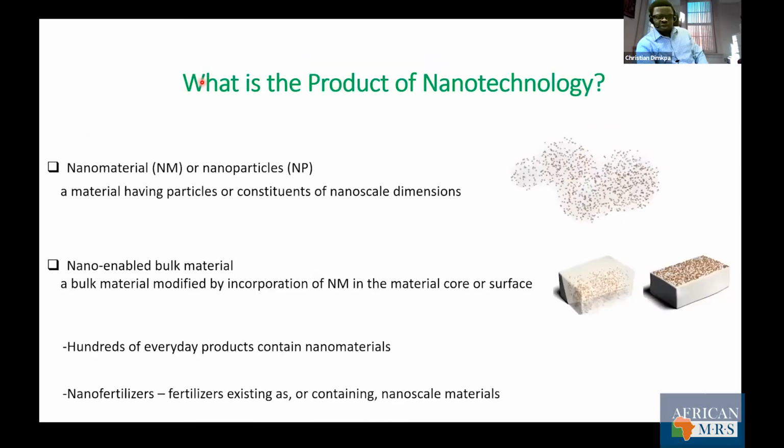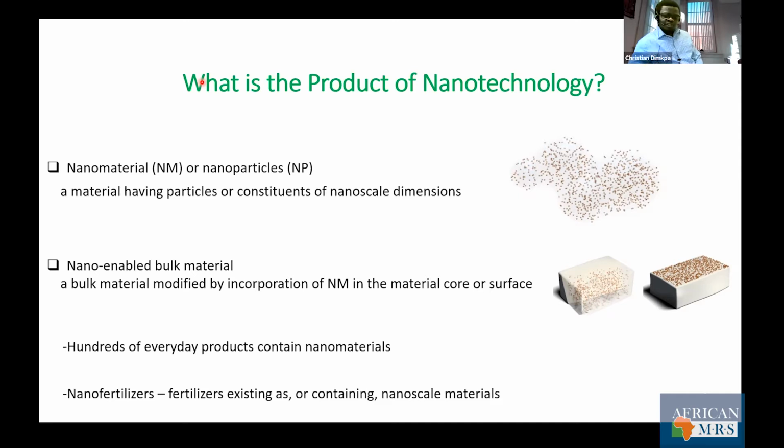So what is the product of nanotechnology? Basically, nanomaterials or nanoparticles. The difference between nanomaterials and nanoparticles is obscure, but I can say that all nanoparticles are nanomaterials, but not all nanomaterials are nanoparticles. The important thing is that they have a dimension that is of the nanoscale. We can also have products that are nano-enabled, which are not pure nanomaterials per se, but bulk materials that are infused or incorporated with nanomaterials.